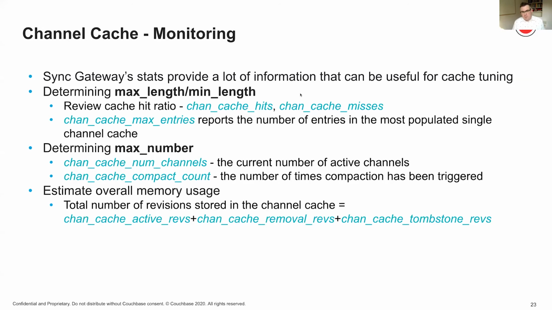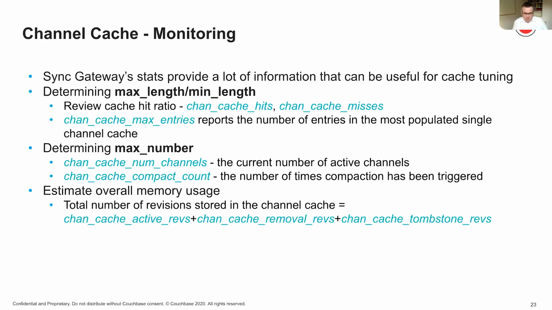So sync gateway stats provide a lot of information that can be useful for cache tuning. First, when trying to determine what max length and min length should be set to, I think the obvious criteria is your cache hit ratio. So the channel cache hits and channel cache miss stats can be used to determine that ratio. Also, channel cache max entries is useful to find the number of entries in the most populated single cache. So that gives you your high watermark of cache utilization.